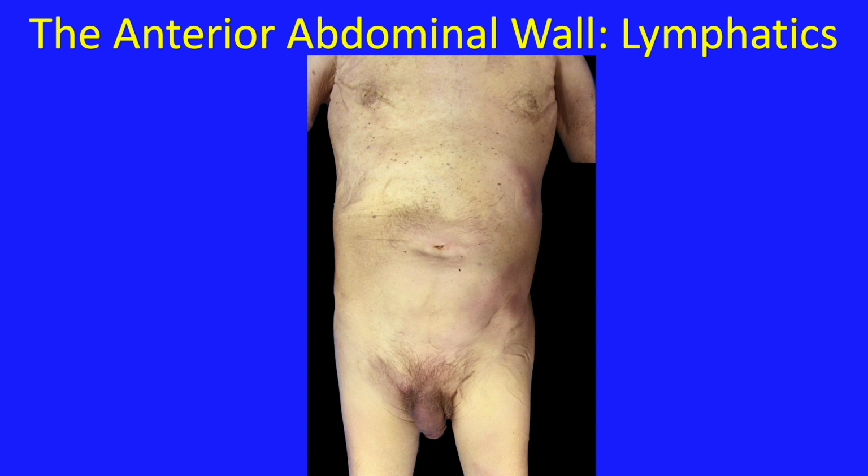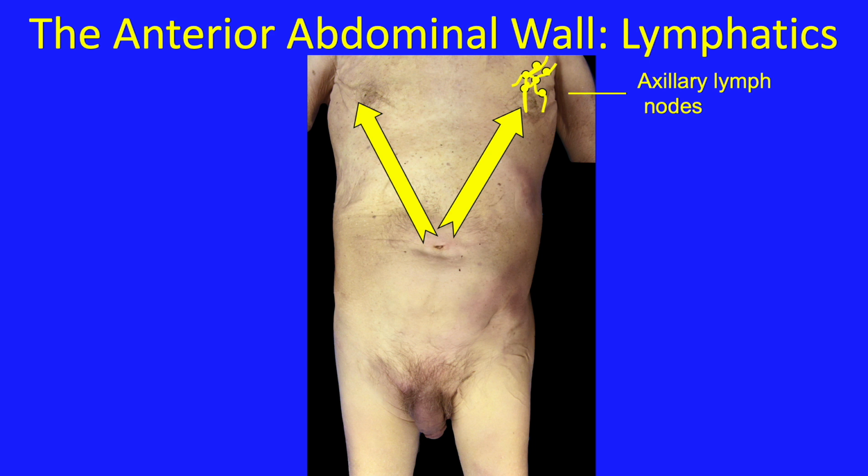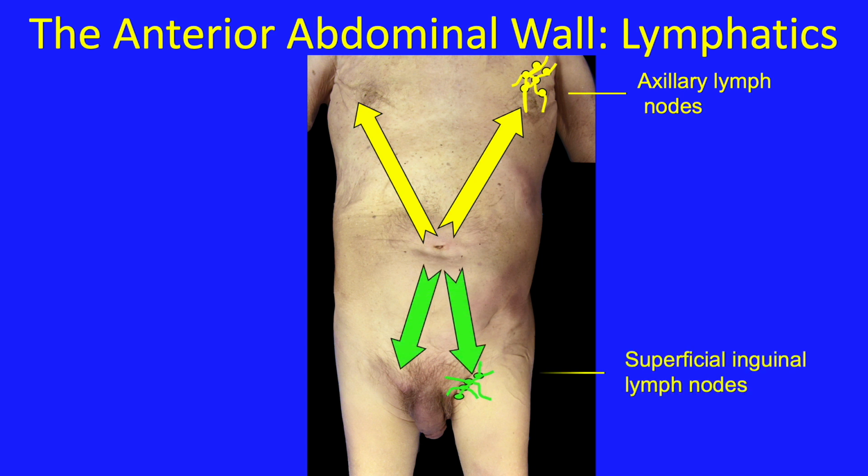Any superficial lymph above the umbilicus drains to the corresponding axillary lymph nodes. Any lymph below the umbilicus drains to the superficial inguinal lymph nodes. For now, this is the extent that you need to understand the lymphatic drainage of the anterior abdominal wall.